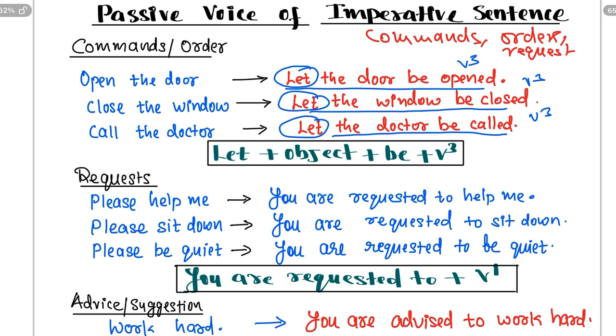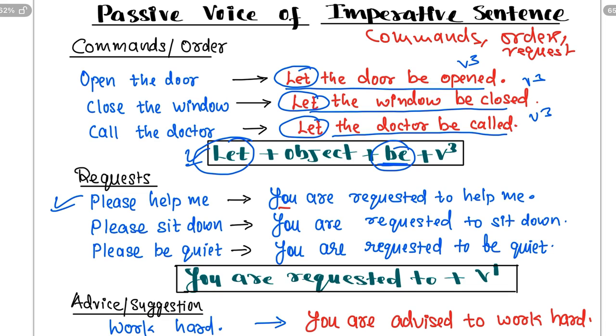So when we change an imperative sentence into passive voice, it will start with the word let, then comes the object, then we introduce be and third form of the verb. Now, how will you change a request sentence into an imperative passive voice? So suppose there is an example, please help me. So how will this sentence be changed into passive voice?